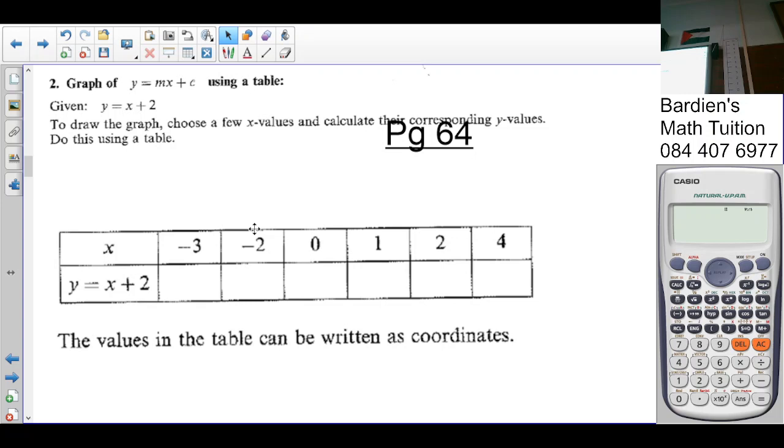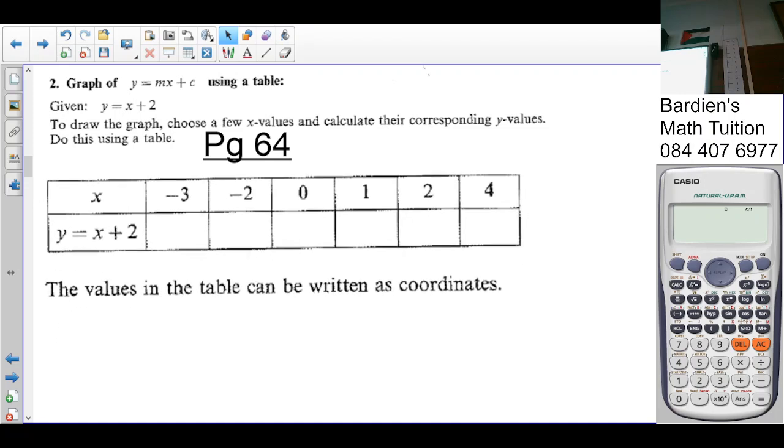Do you remember? You put the x in, you get the y out. You put the y in, you get the x out. Inputs and output values. To draw the graph, choose a few x values and calculate the corresponding y values. Do this using a table.